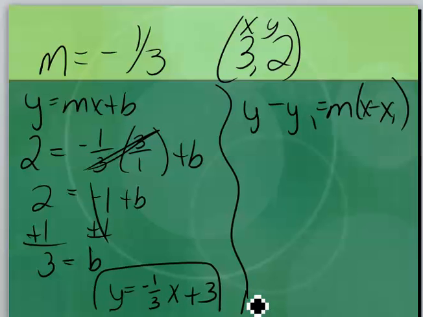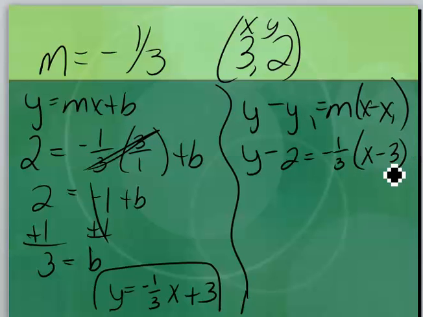You could also solve this using point-slope form. The first y stays a letter. The y sub 1 is where we plug in the 2 from the point. Our slope is -1/3. The first x stays a letter, and the x sub 1 is where we put the 3 from the given point.